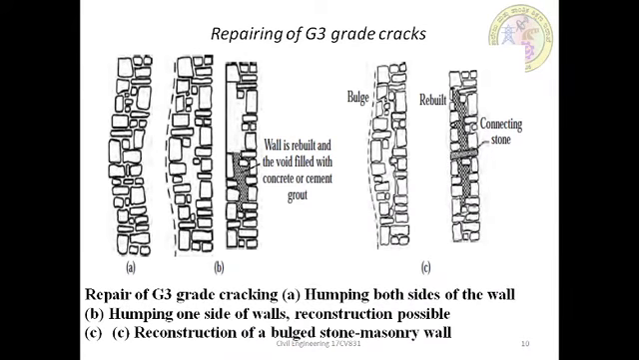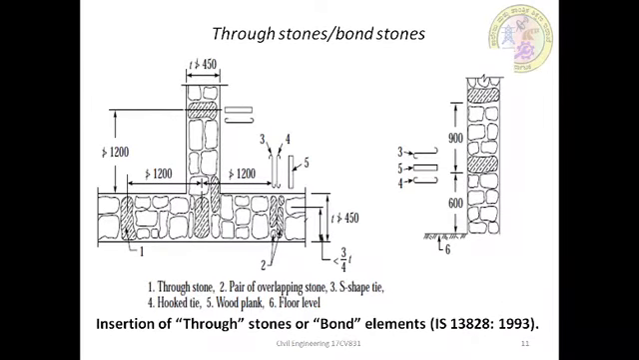So the first one is the through stone or bond stone. In the event of an earthquake, delamination and bulging of the walls, then vertical separation of the internal or external wythe through the middle of the wall thickness generally occurs in stone masonry construction.